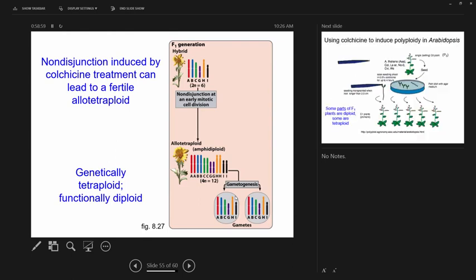All right, so now this has been doubled up, and this plant is an allotetraploid, and it is fertile. It makes offspring that are just fine. The gametes have one of each here. So really the gametes are diploid, but every one of the 6 chromosomes is different.